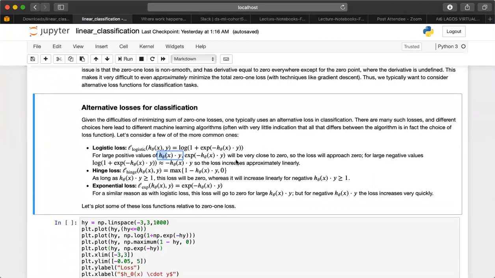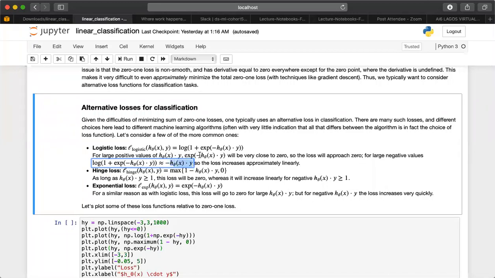For large positive values, it will be very close to 0, so the loss will approach 0. For large negative values, the log of this is approximately equal to this. So the loss increases linearly.